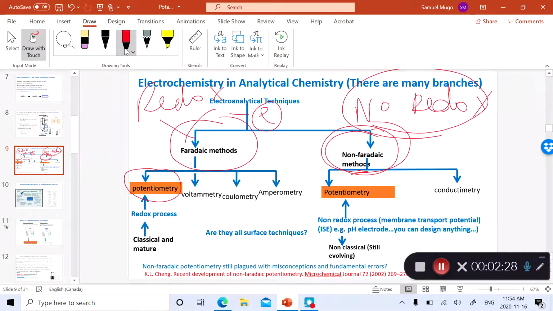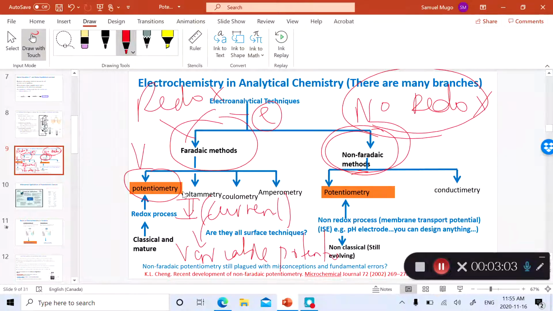Now, the Faradaic methods are equally categorized into potentiometry. And potentiometry essentially means this is where you are measuring voltage. So the signal is voltage. Faradaic methods can also be categorized into voltammetry, and this is a very, very vast field. We talk a lot about it in Chem 311. With voltammetry, you're measuring current, okay? So you're measuring current at variable potential.